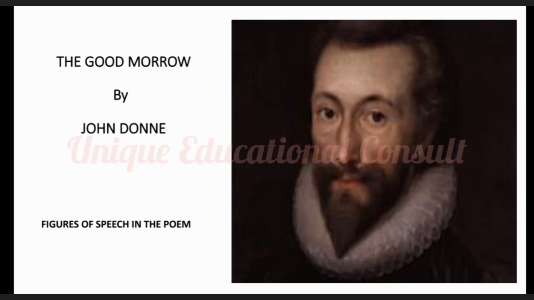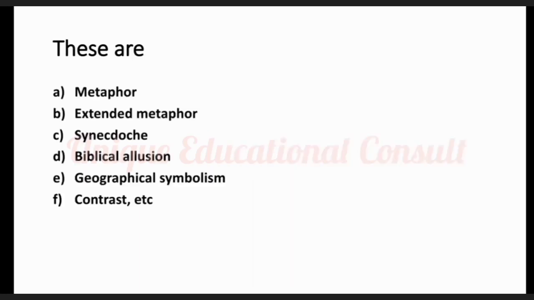Meaning and messages are demonstrated in the poem The Good Morrow by John Donne, with figures of speech like metaphor, extended metaphor, contrast, synecdoche, biblical allusion, and geographical symbolism. So let's look at each of these figures of speech one after the other with typical examples. The first we are going to look at is metaphor.